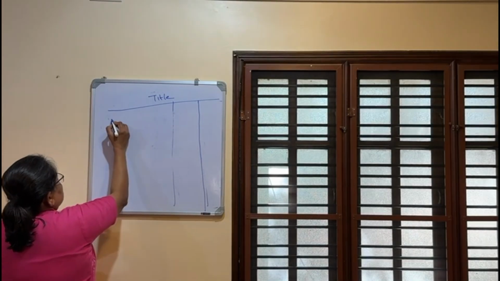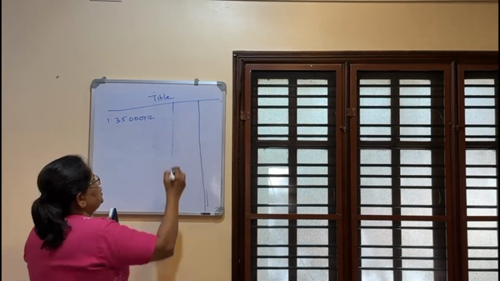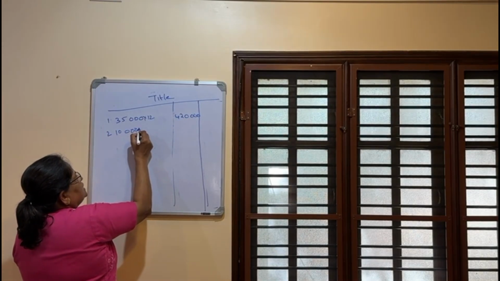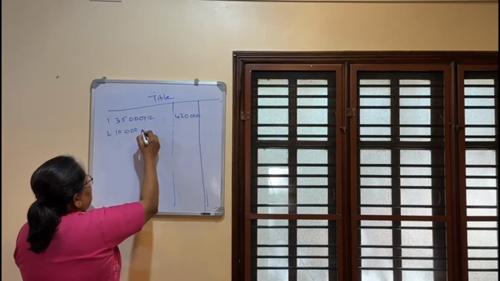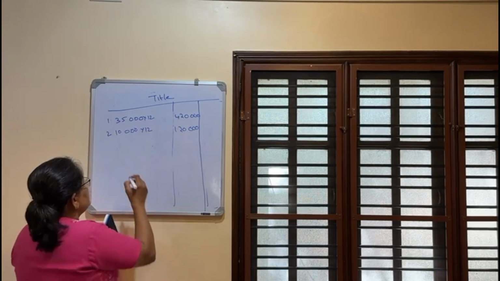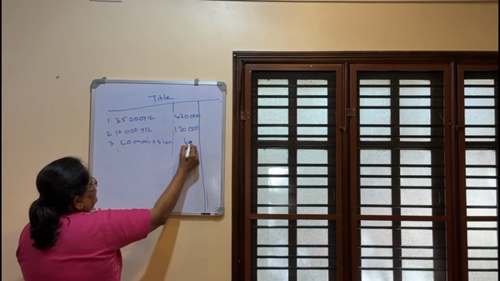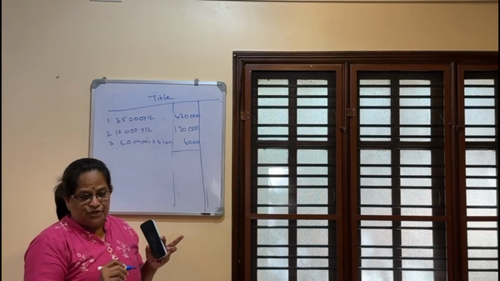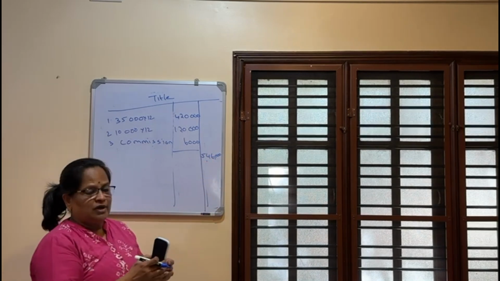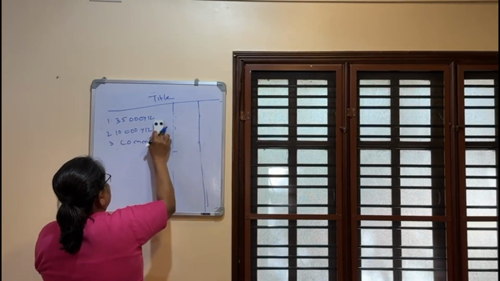Basic salary 35,000 into 12, that is 4,20,000. Now here DA is entering into retirement benefits. DA 10,000 into 12, 1,20,000. Third is commission he has received, 6,000. So total salary for the computation of HRA is 5,46,000. This is the value we have to take for computing HRA. Now we have to do HRA computation.